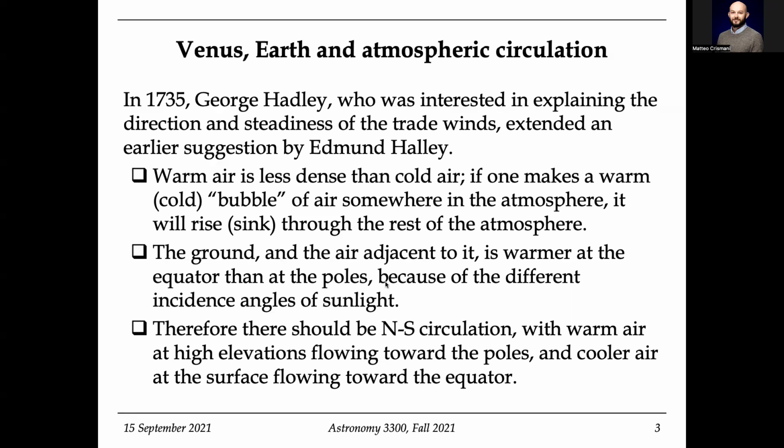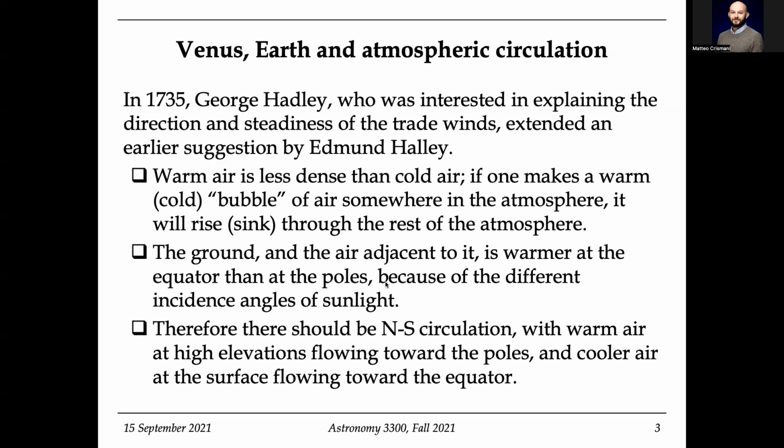Now, have I described why this happens yet? No. Okay. So he said, yeah, there's that difference in incidence angle. There should be north-south circulation with warm air at high elevation flowing towards the poles and cooler air at the surface flowing towards the equator. Right? I think his very first approximation didn't do it locally.